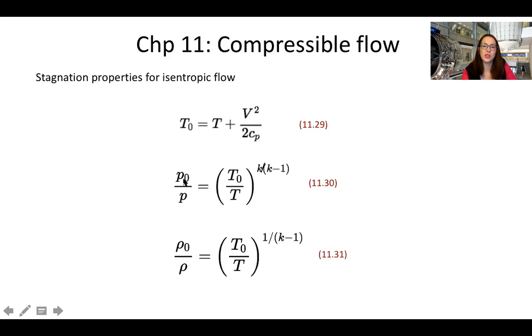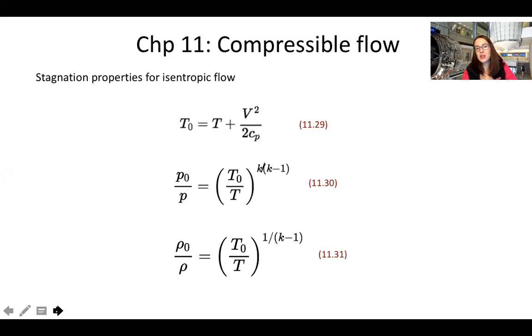Then we've got the ratio of stagnation to static pressures, and that depends on the previous equation, that ratio in the previous equation, raised to K, the ratio of specific heats, Cp over Cv. And then we've got an expression as well for the ratio of the stagnation density to the static density. And that also depends on the ratio of the stagnation temperature to static temperature. These are the equation numbers here.